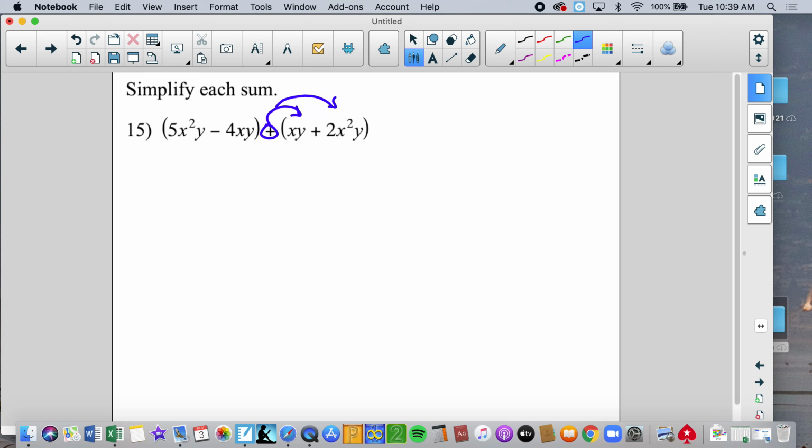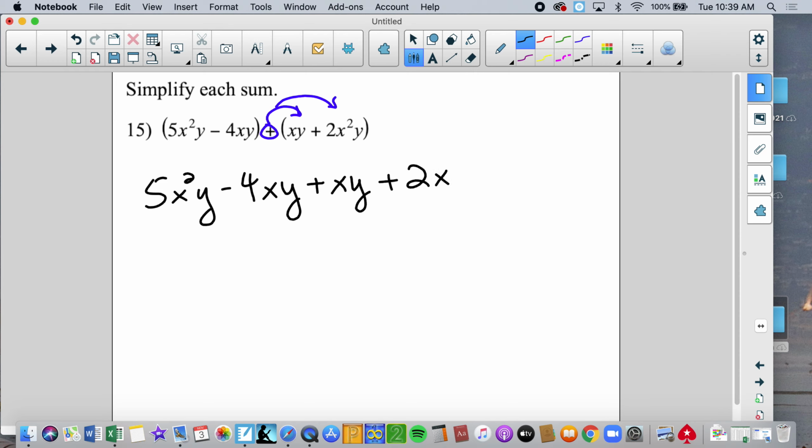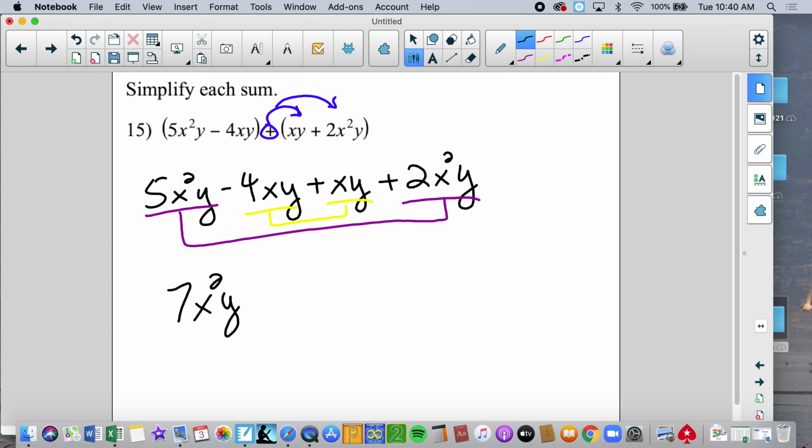All right, we are going to distribute this positive. That gives us 5x squared y minus 4xy. Positive 1 times xy is positive xy. Positive 1 times positive 2x squared y is positive 2x squared y. Let's look for like terms. 5x squared y, 2x squared y, -4xy, and positive xy. We're going to combine their coefficients. 5 and 2 makes 7x squared y. -4 and positive 1 makes -3xy.